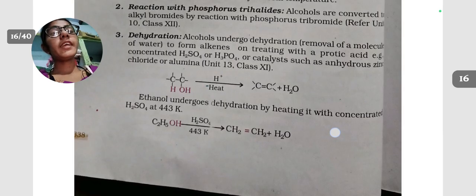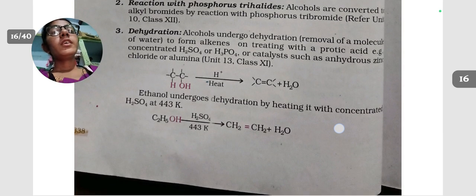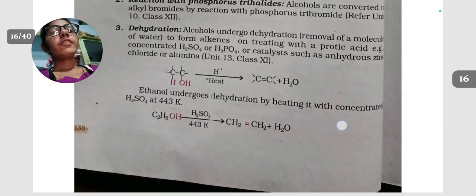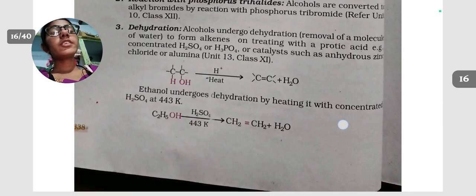Dehydration: alcohols undergo dehydration to form alkenes on treating with a protic acid such as concentrated H2SO4 or H3PO4, or catalysts like anhydrous zinc chloride or alumina. Ethanol undergoes dehydration by heating it with concentrated H2SO4 at 443 Kelvin.